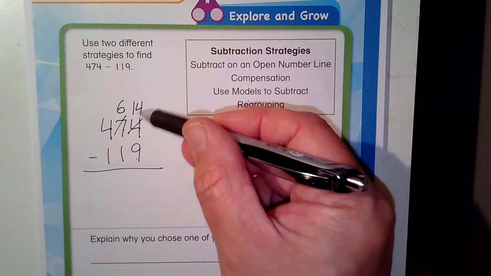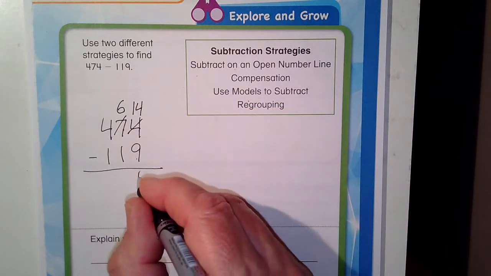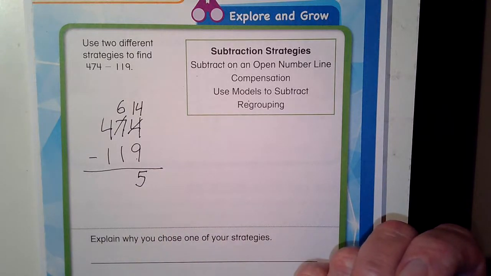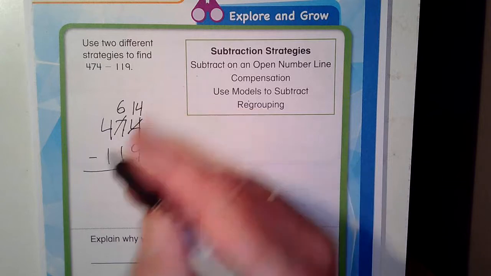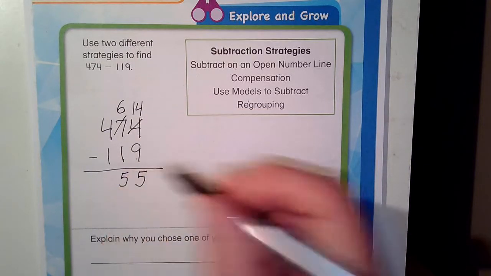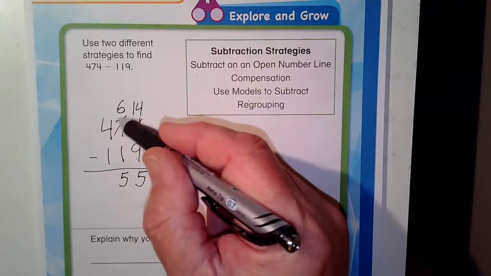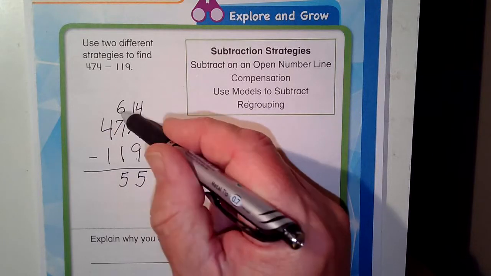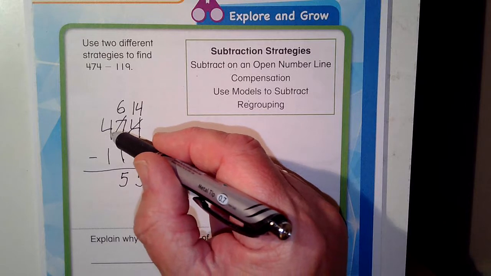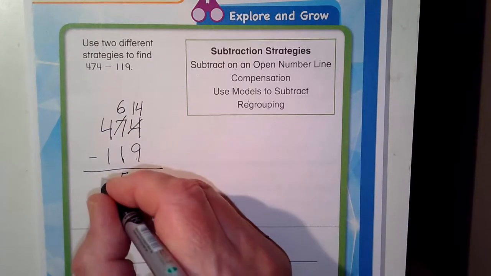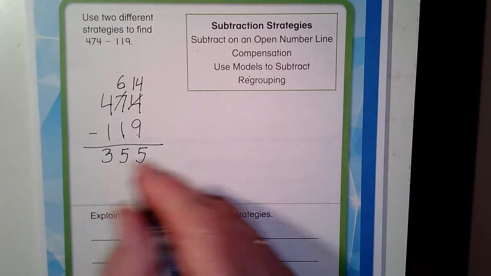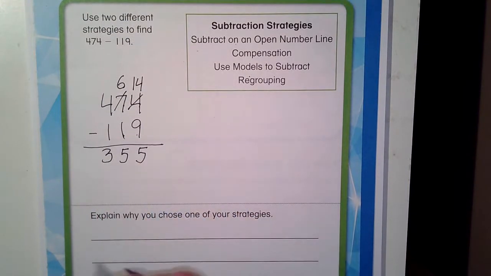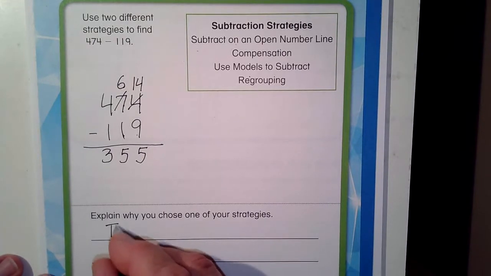All right, so if I have 14 and I take away 9, that will give me 5. If I have 6 and I take away 1, I count down 1, that will give me another 5. I don't have to regroup anything because I can take 1 away from 6. And if I have 4 and I take away 1, that will give me 3. So my answer is 355.